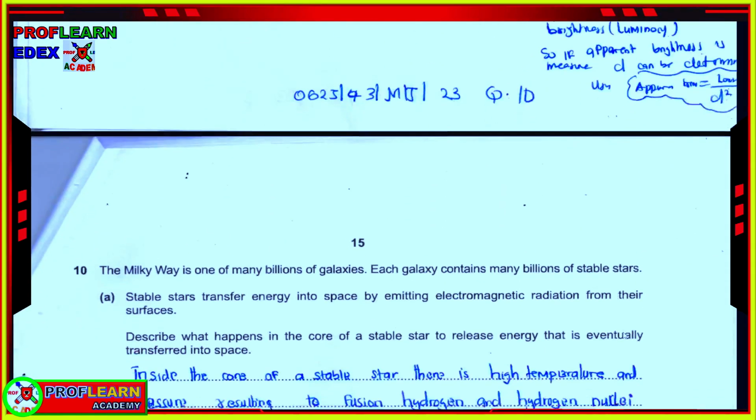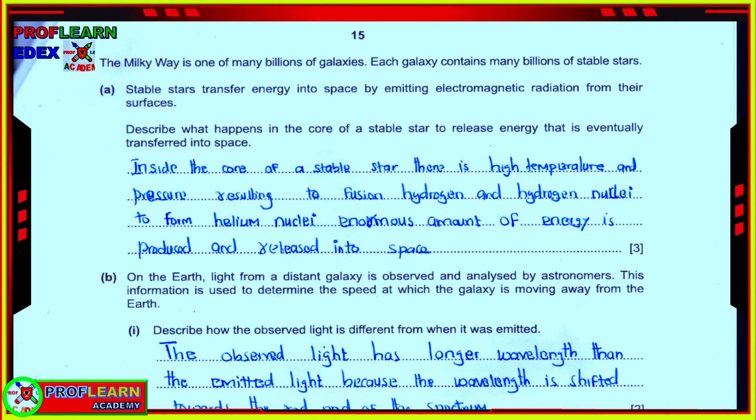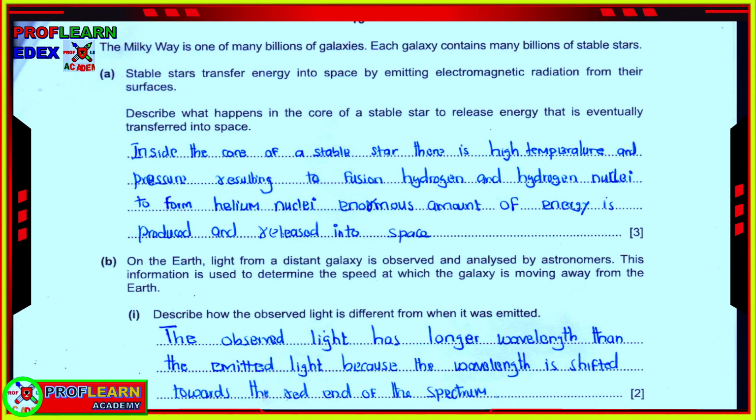So let me just take the next question here. We are told that stable stars transfer energy into space by emitting electromagnetic radiation from their surface. Describe what happens in the core of a stable star to release energy. Remember, in the core of a stable star, there is fusion of hydrogen nuclei, which forms helium. And in the process, an enormous amount of energy is produced and then released into space. Right?